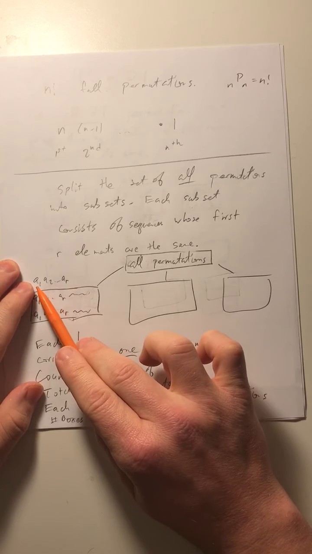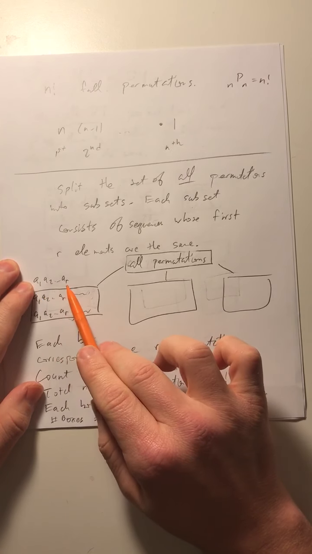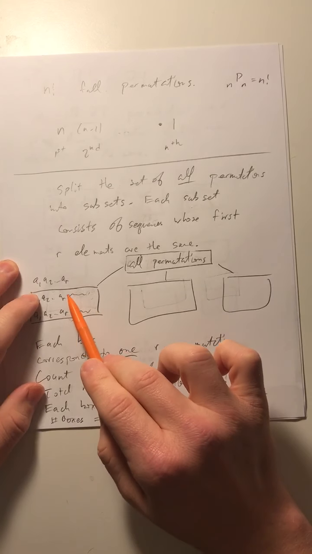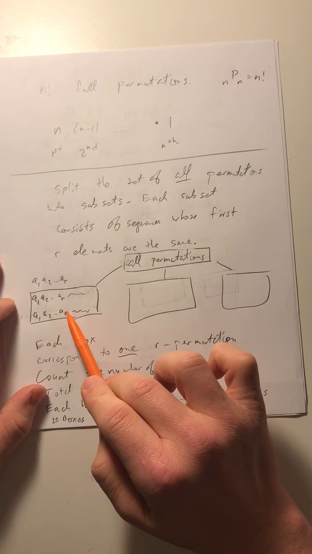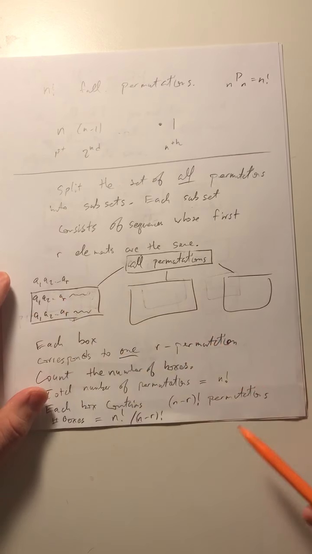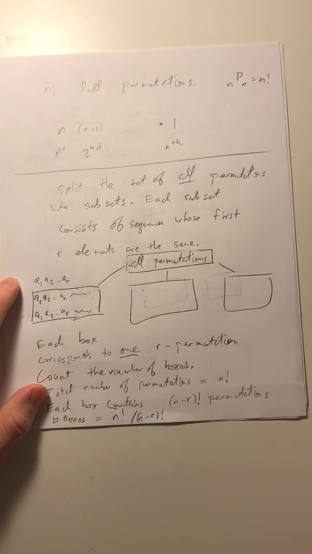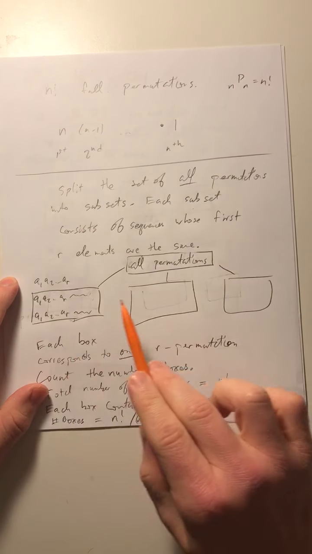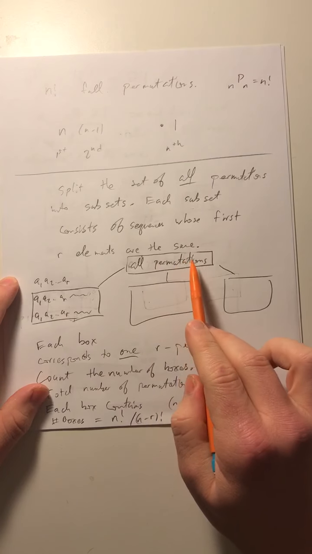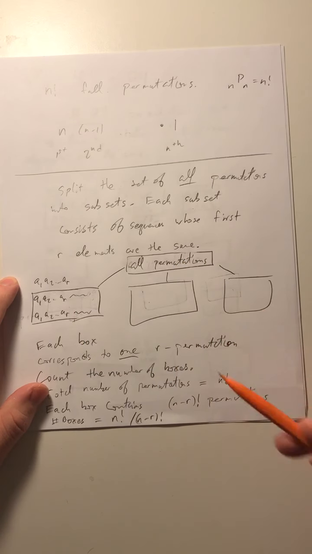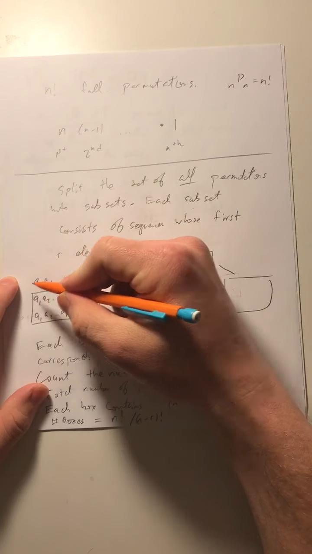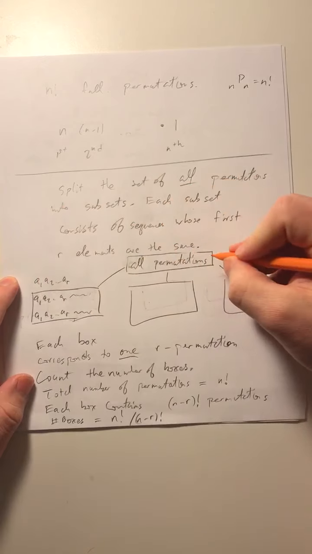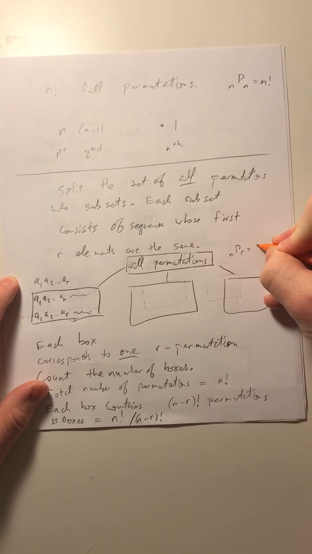So for whatever a1, a2 up to ar I want to choose, I'm going to group all of the permutations that start with that same group of r terms in that order. I know how many permutations there are: n factorial. What I'd like to count is how many boxes I get when I take the set of all permutations and group them in boxes like this. Because the number of boxes is equal to nPr.